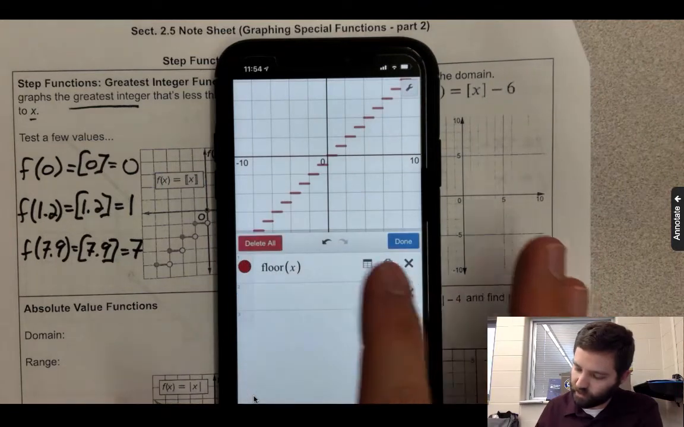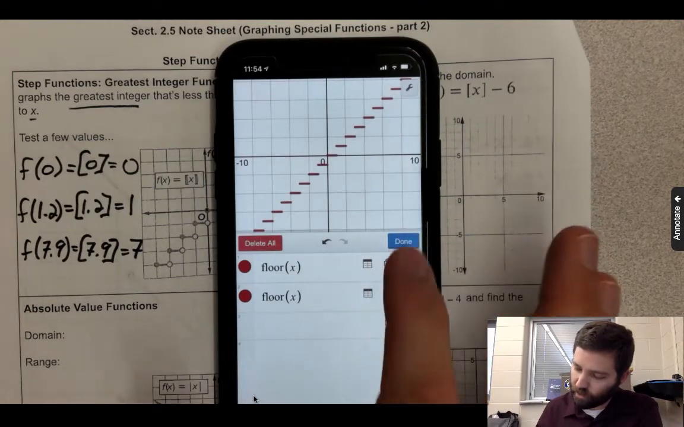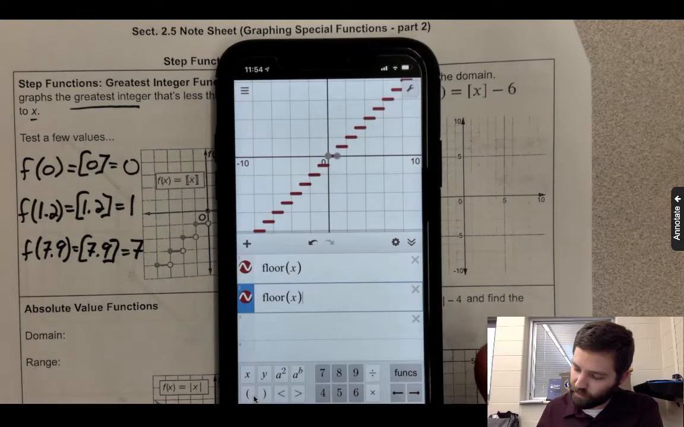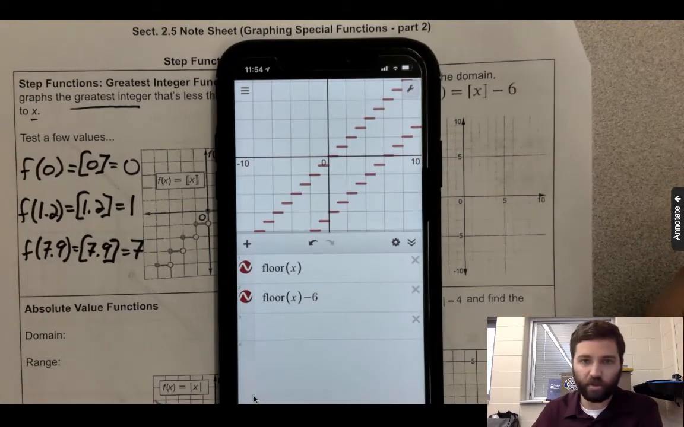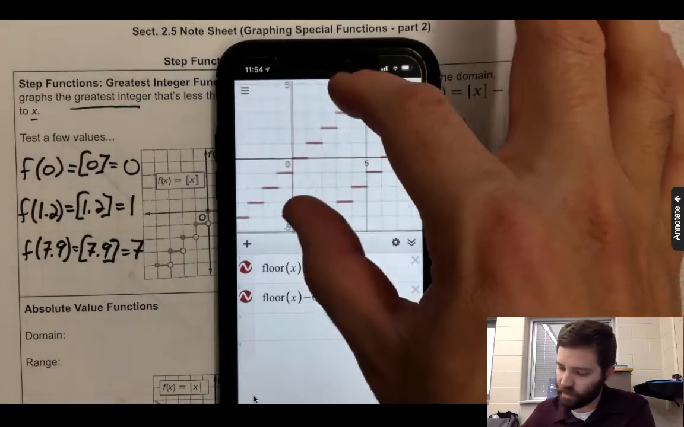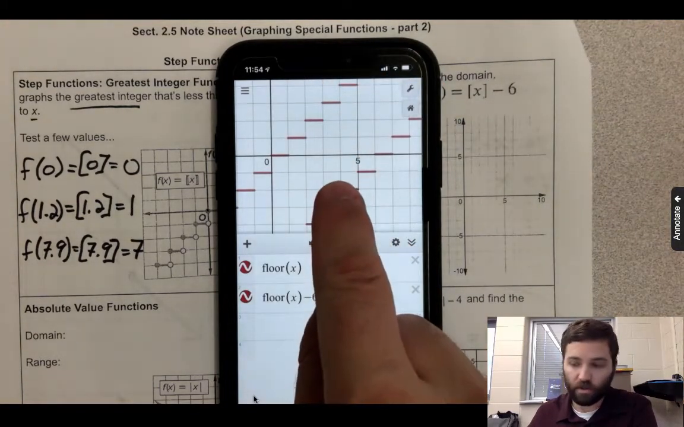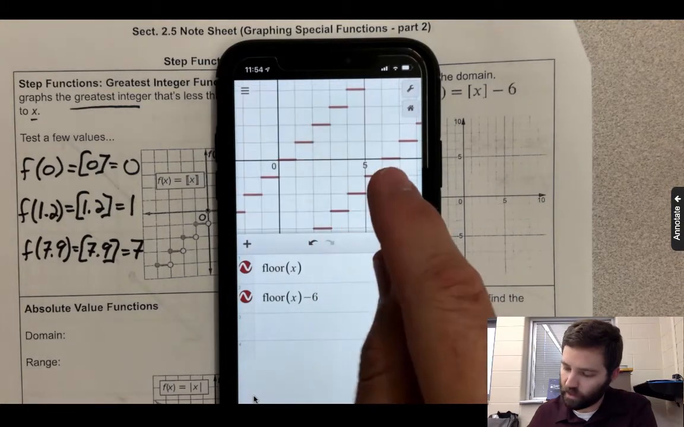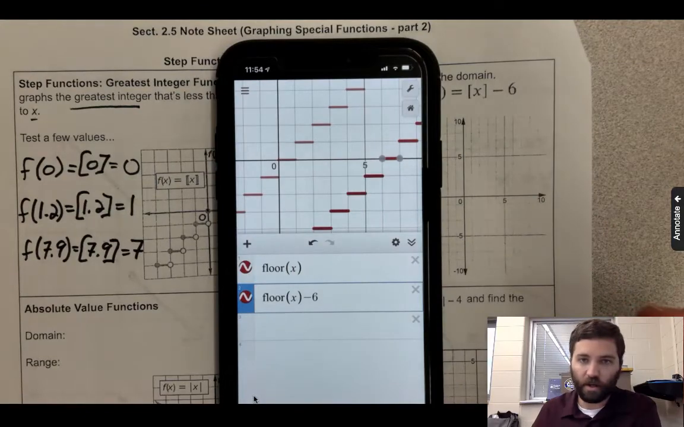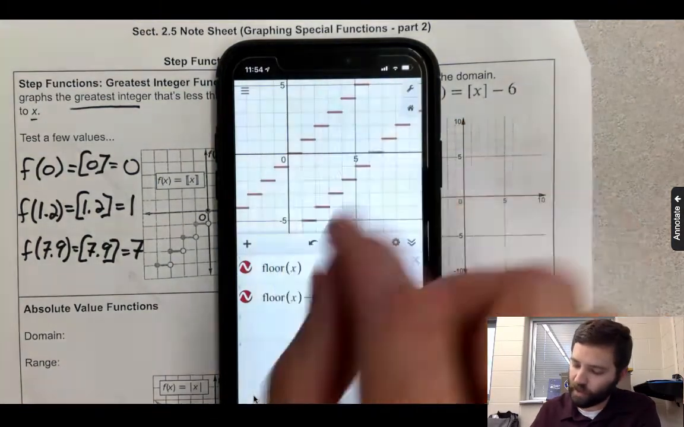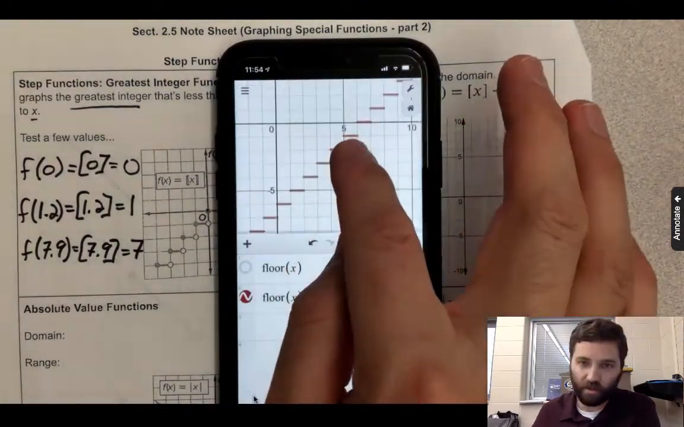In fact, let's just make a copy of that. So minus 6, and what this will do is it shifts the step function down. In fact, it shifts it down 6 units, so it's a little bit tough to see here. But anyway, you can see that it's down 6 units from where it was before. So let's turn this one off. That's the graph that we're analyzing.